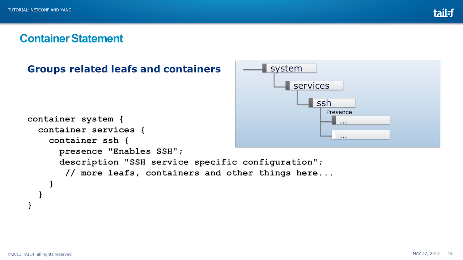So here we see an example of a container hierarchy: system contains services, which contains a container called SSH. Now here, this SSH container has an attribute called presence. A presence container is something special in YANG. A regular container is always there. That structure always exists. Presence gives you the ability to think of it as a dynamic or optional container. It may or may not be there.